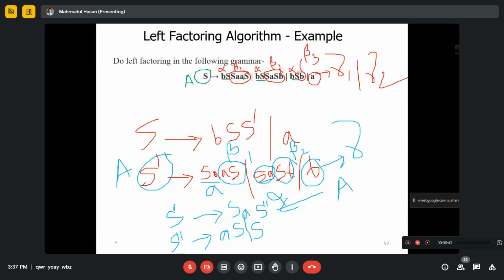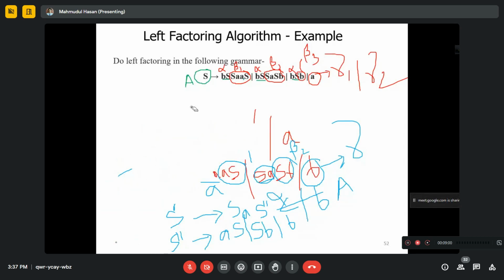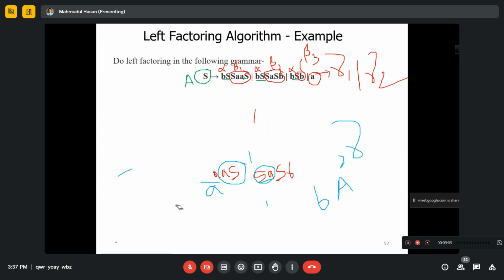S B. Yes, S double dash B, that is okay. So I want to actually give the answer. As I am writing here, it is messy. So just a minute, the answer is on the slide.